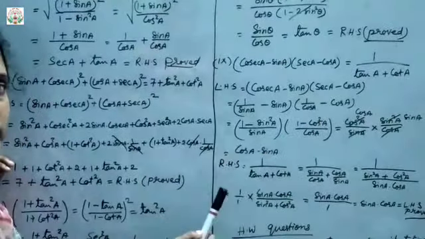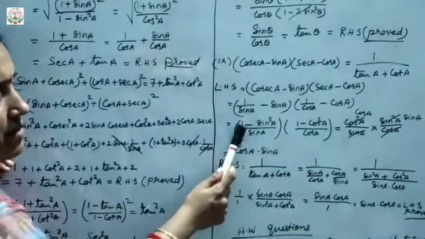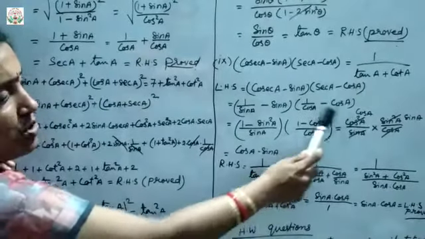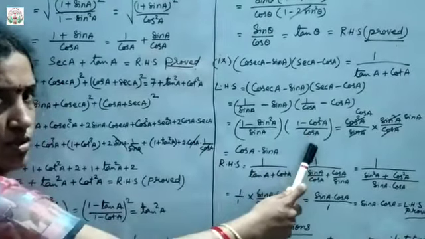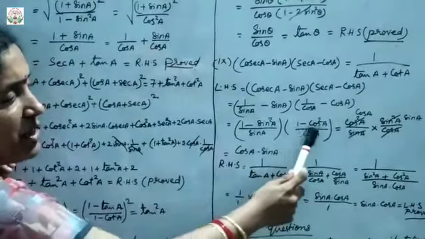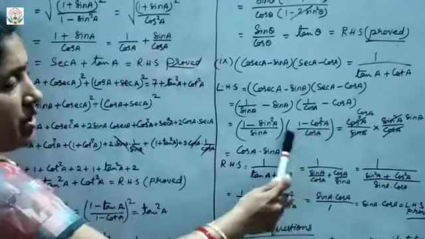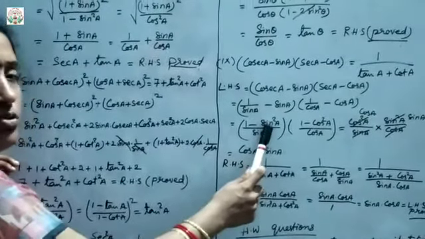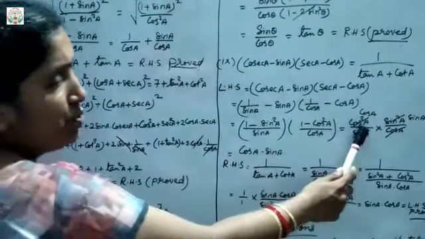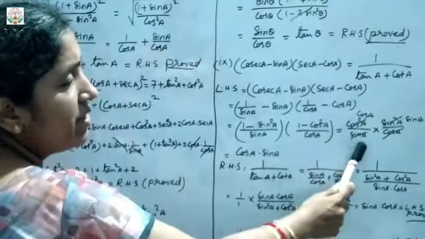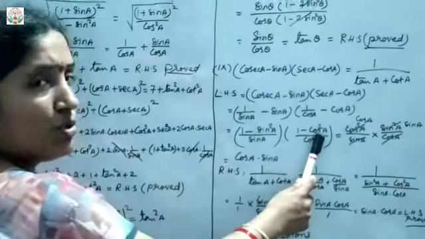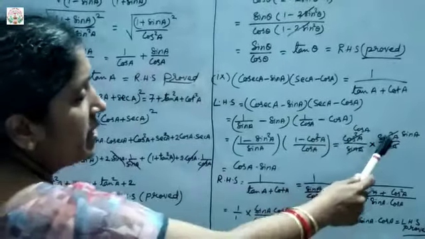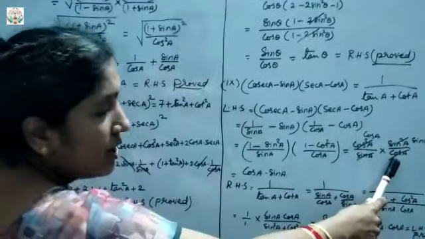Now LCM we will take, that is sin a as the LCM. So what will be the numerator? 1 minus sin square a, and here also you can see this part, LCM is cos a. So what will be the numerator? 1 minus cos square a, okay, which is equals to, we know that formula is 1 minus sin square a equals to cos square a. So we will put here cos square a upon sin a into here 1 minus cos square a, which is known as sin square a, according to the formula we know, that is sin square a upon cos a.